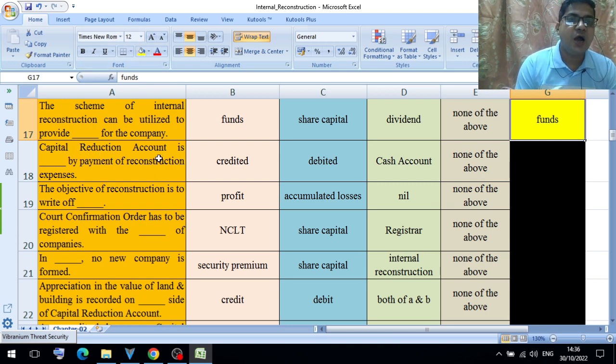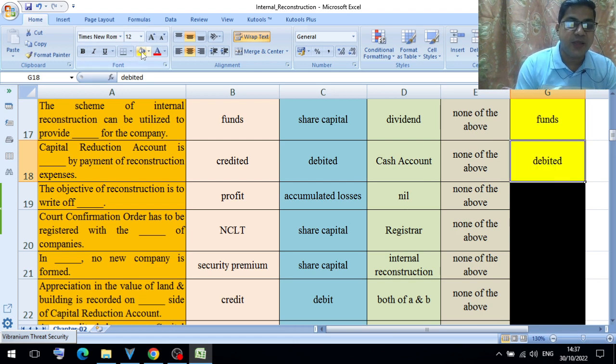Capital reduction account is dash by payment of reconstruction expenses. Option A, credited. Option B, debited. Option C, cash account. Option D, none of the above. The appropriate answer is debited. The capital reduction account is debited by payment of reconstruction expenses.